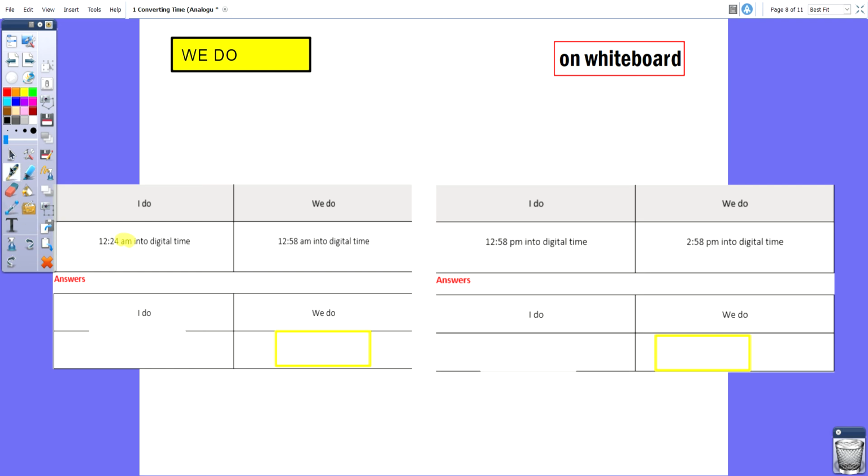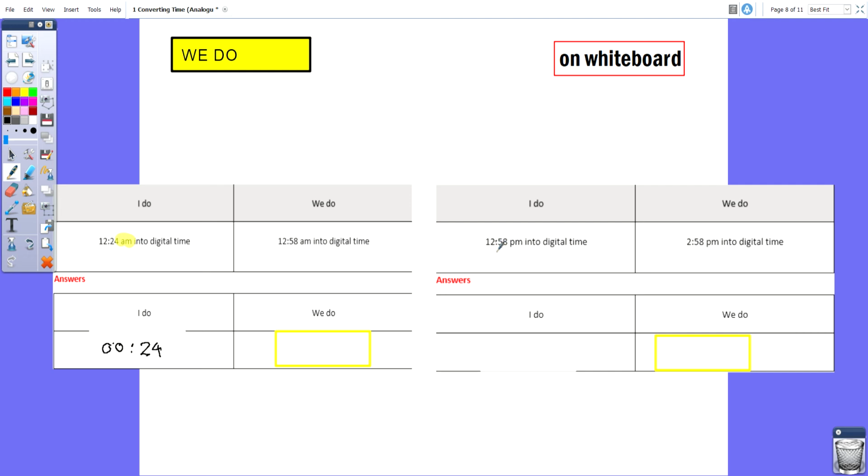So before we said midnight, we were going to give it as 00. Now because it's 24 minutes past midnight, the minutes are not going to be 00, but are going to be 0024. So in digital time, that's midnight, 24 minutes past, 0024.